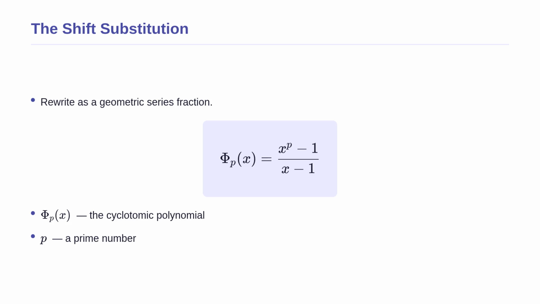The long string of terms in the cyclotomic polynomial is actually the result of dividing x to the power of p minus 1 by x minus 1. This is a standard formula for the sum of a geometric series. Writing the polynomial as a compact fraction makes the substitution much easier to calculate. Instead of plugging x plus 1 into a dozen different terms, we only have to plug it into this single elegant fraction. Let us see how this substitution transforms our equation.